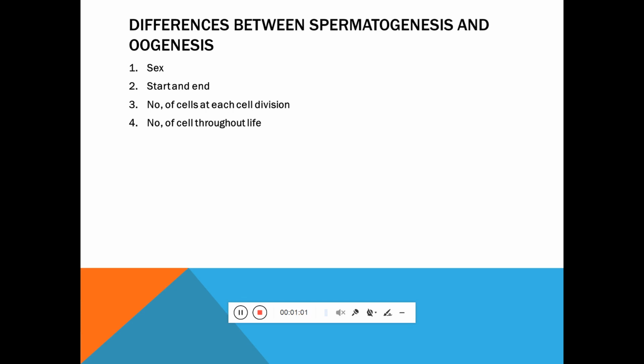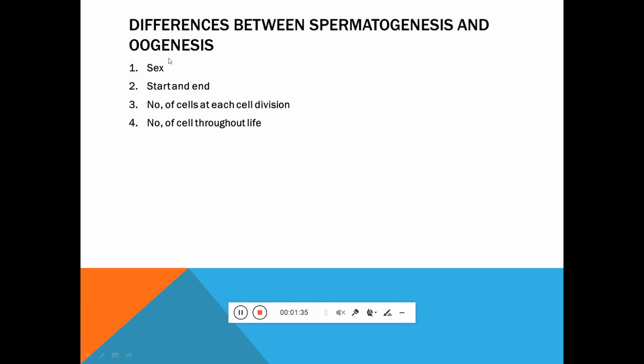Now at the end of both processes we get haploid cells. That means they have half the number of chromosomes. In the case of spermatogenesis we receive cells known as spermatozoa, and in the case of oogenesis the cells we receive are the ova. Now we will discuss the difference between spermatogenesis and oogenesis.